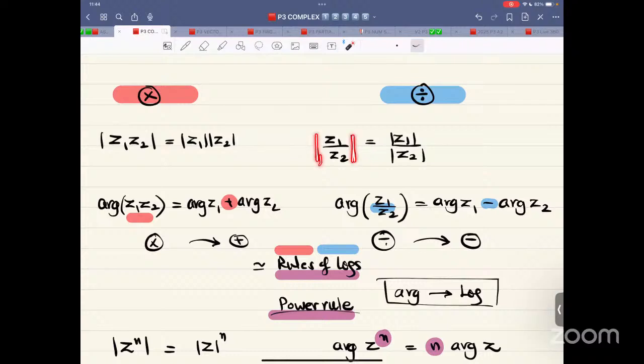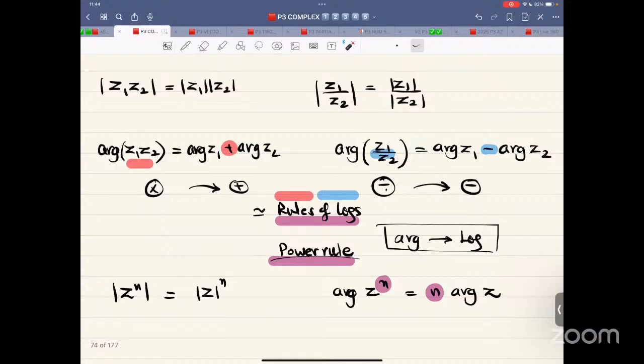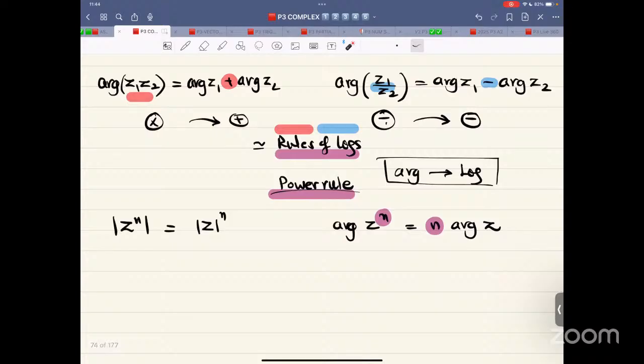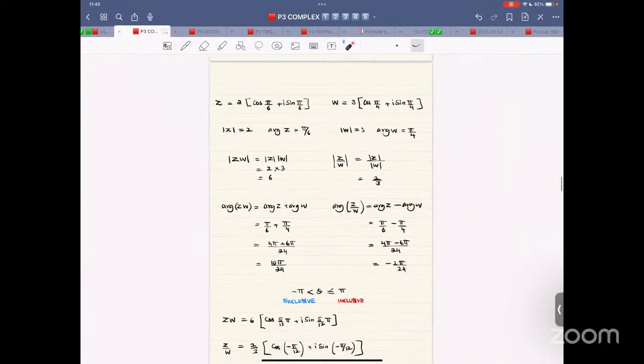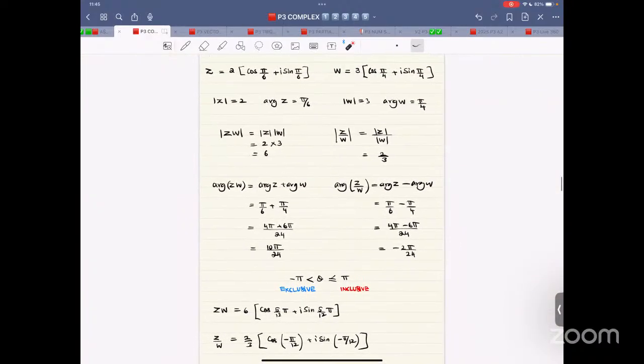Similarly, if one complex number is divided by the other, what is the overall modulus? One modulus divided by the other. Argument of Z1 Z2 is argument of Z1 plus argument of Z2. Argument of Z1 over Z2 is argument of Z1 minus argument of Z2. So now, the argument rules are like the rules of logs, the power rule. Modulus of Z^n is the modulus of Z raised to the power of n. Argument of Z^n is n times the argument of Z. Some examples, why don't you have a good look at it? Okay, so just have a good look.